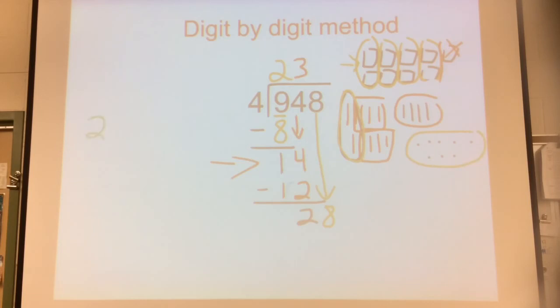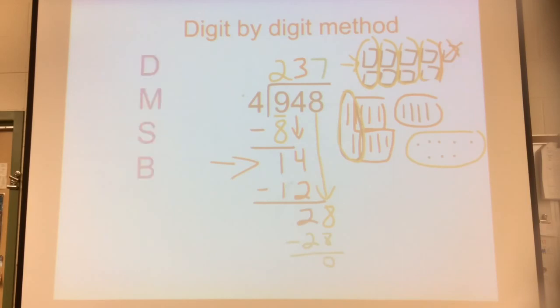So now what I have is 28 divided by 4. Now most kids can do that. They know that it is 7. So then I multiply the 4 times the 7, I get 28, and on this problem, you can see that I've got no remainder. But for some of the problems, we will.